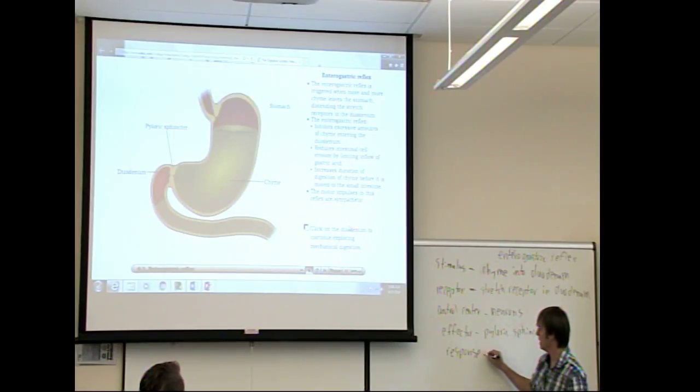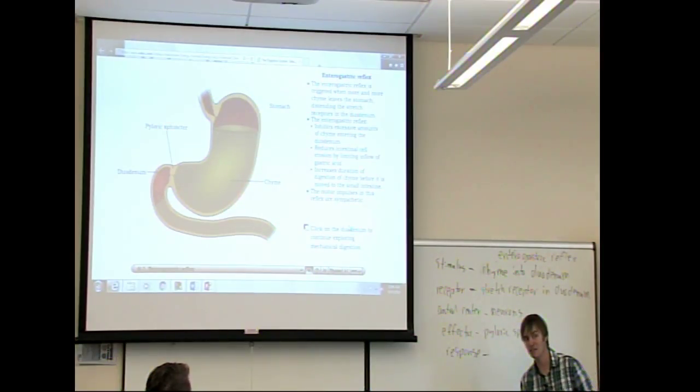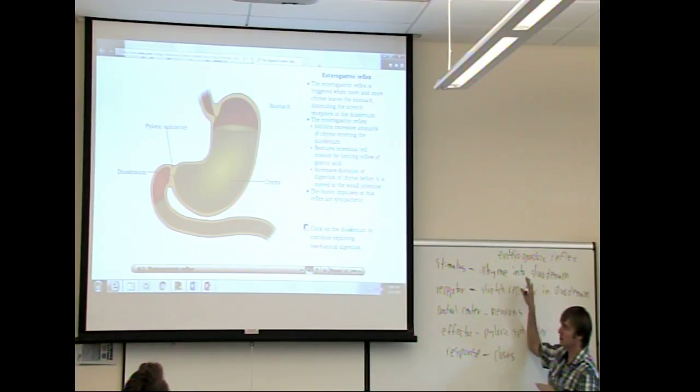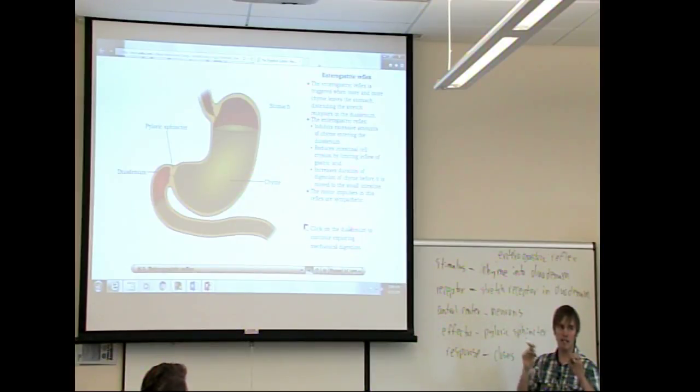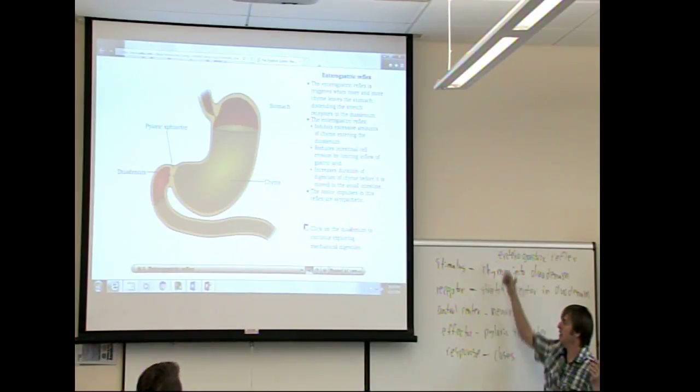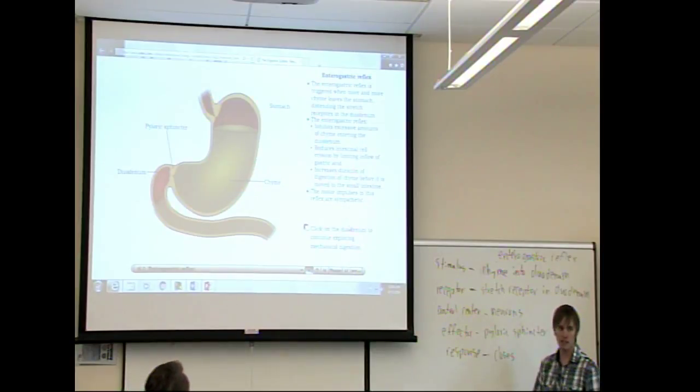And then what's the response? What does the pyloric sphincter do? Does it open or close? It closes, to keep too much from entering. So whenever there's stuff in the duodenum stretching it out, this is activated and the pyloric sphincter closes. That way the chyme stays in the stomach and does its retropulsion, gets all mixed around, and has time to get more digested. You just squirt in a little at a time.